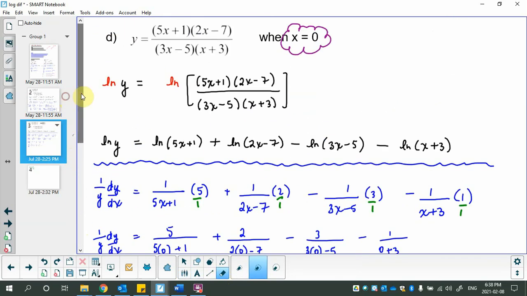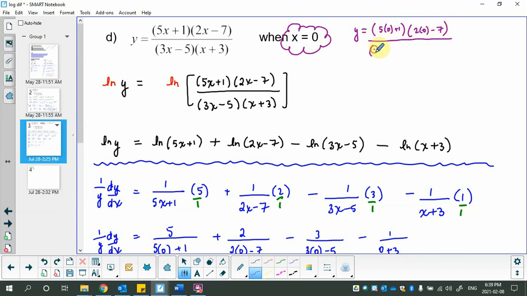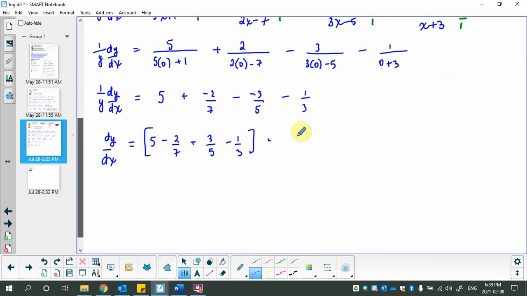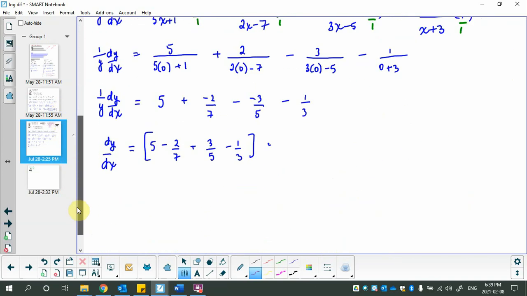I am going to go back up to the original question and put x is 0 in here, so I have a number value for y. So y is equal to 5 times 0 plus 1 times 2 times 0 minus 7 over 3 times 0 minus 5 times 0 plus 3. So that ends up being 1 times negative 7 over negative 5 times 3. So that's negative 7 over negative 15, which is 7 over 15. So that's my y value. So I'm going to go downstairs, and instead of putting that y, I'm going to put 7 over 15.